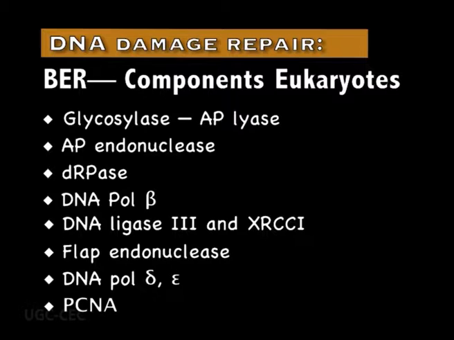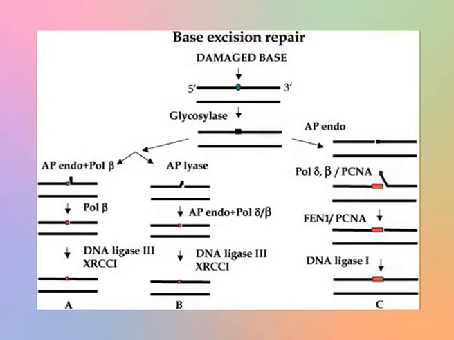After making the cut, according to long patch or short patch, DNA polymerases are involved. DNA polymerase beta is involved in the case of short patch repair. They remove by lyase activity if dRPase is not present, and they synthesize the new strand with respect to the mother strand, and DNA ligase joins them up.